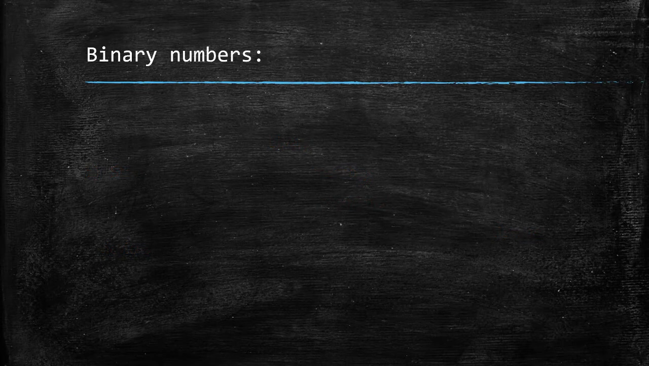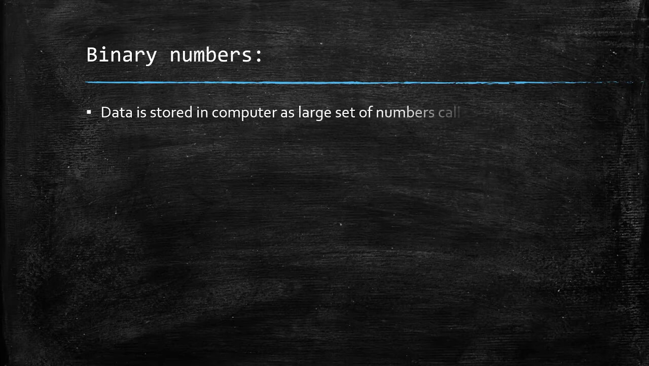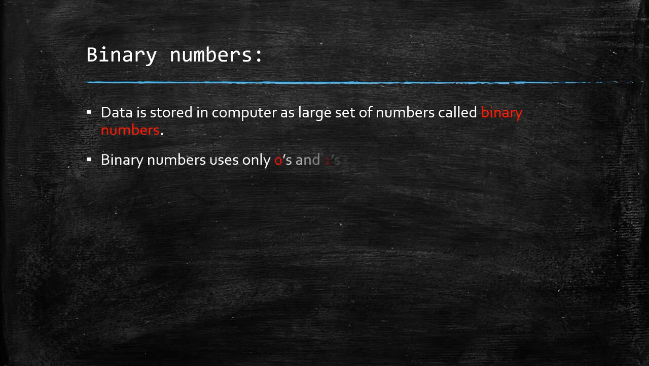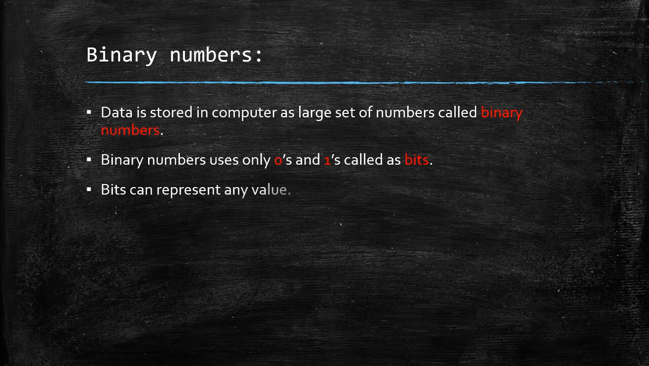Binary numbers are actually zeros and ones. So data is stored in a computer as a large set of numbers called binary numbers. These zeros and ones are called bits. And using these bits, we can represent any value. However big the quantity is, we can represent it using these zeros and ones.